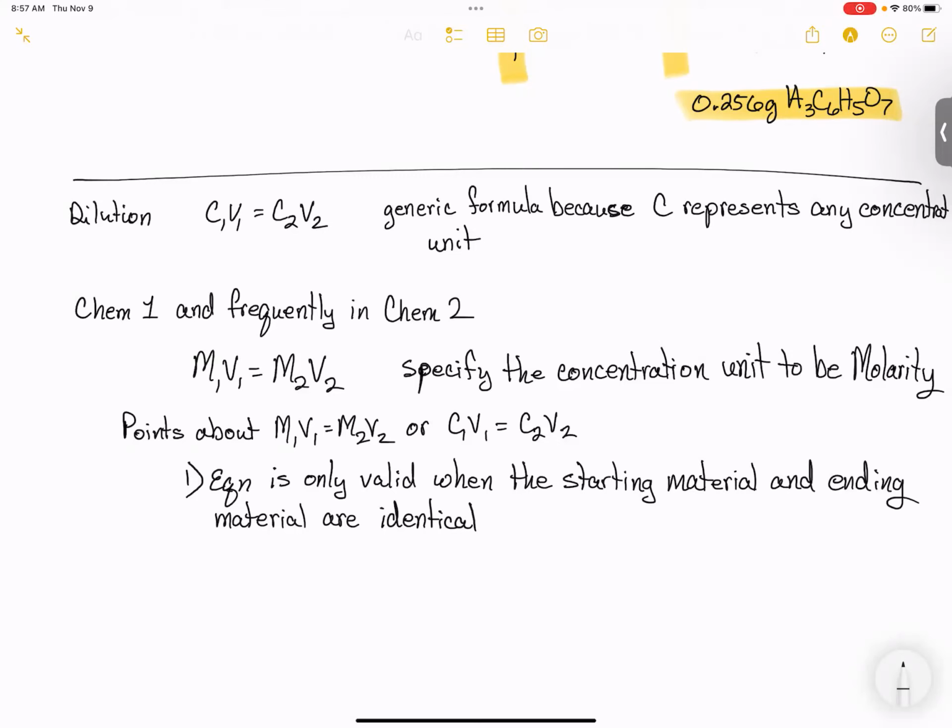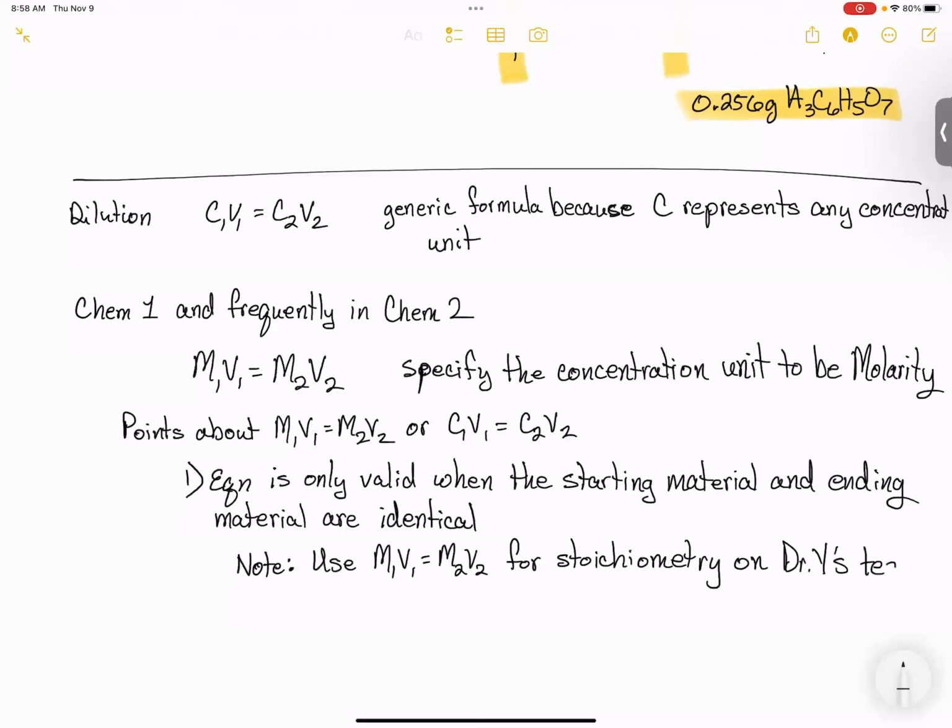You cannot use the M1V1 equals M2V2 in the problems we have done so far today. You cannot use M1V1 equals M2V2 with stoichiometry. In fact, use of M1V1 equals M2V2 for stoichiometry on Dr. Y's test will earn you 0 points, even if the answer is correct.